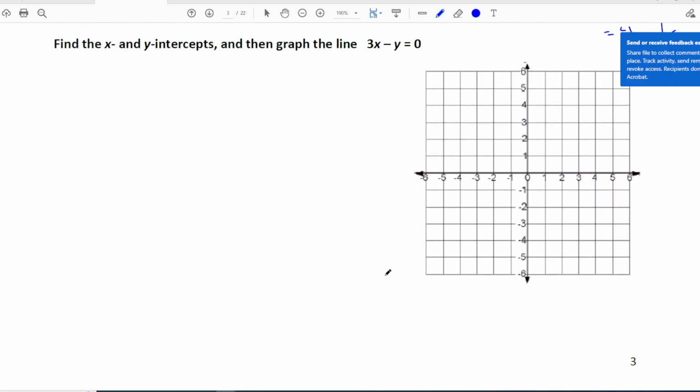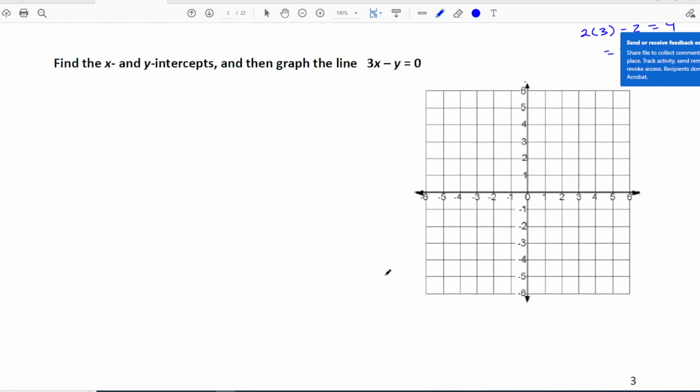So again, I want you to find the x and the y intercepts of this equation. So you can pause the video and give this a go.